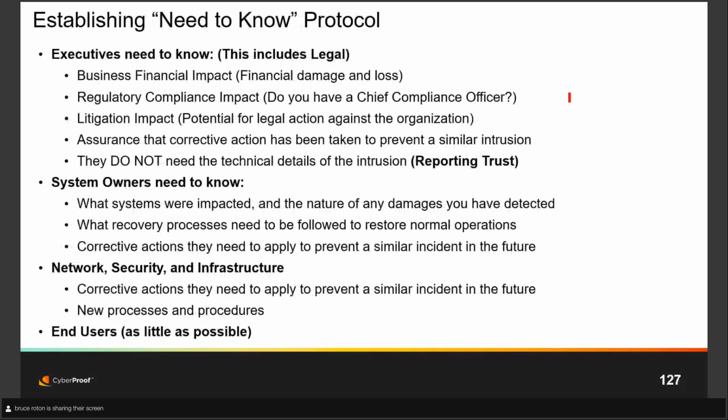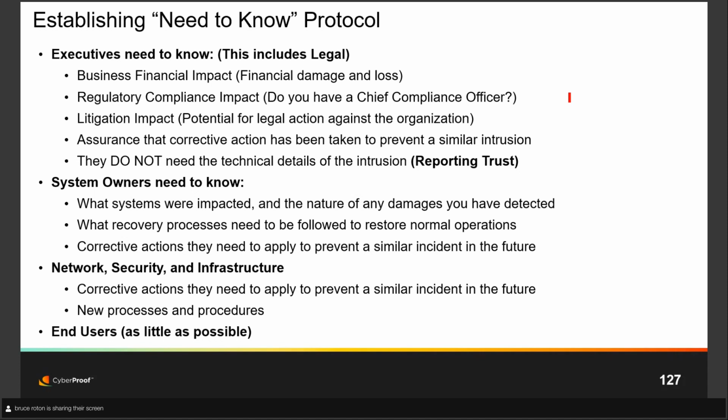I would say one of the first things you want to do is establish a need-to-know protocol. So executives, they need to know certain things. That includes legal, the business and financial impact. What damages and losses will there be? Regulatory compliance impact. One of the things I'd ask is, do you have a chief compliance officer? That would probably be in the chain of notification.